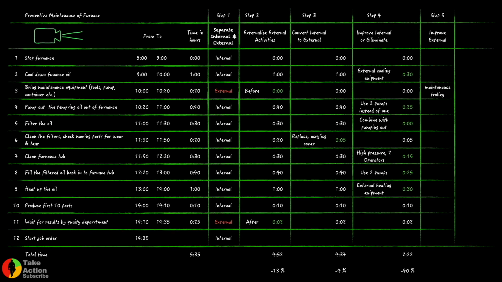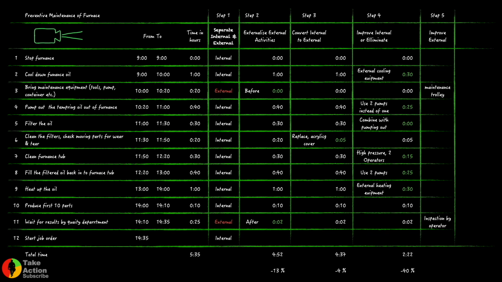We know that step number 5 was to improve the external activities. We see example number 3, bringing the maintenance equipment, tool and pump, in which the maintenance guy was collecting all the things. So if he's doing it offline now, still he's spending 20 minutes to collect all the things from different corners and everything.